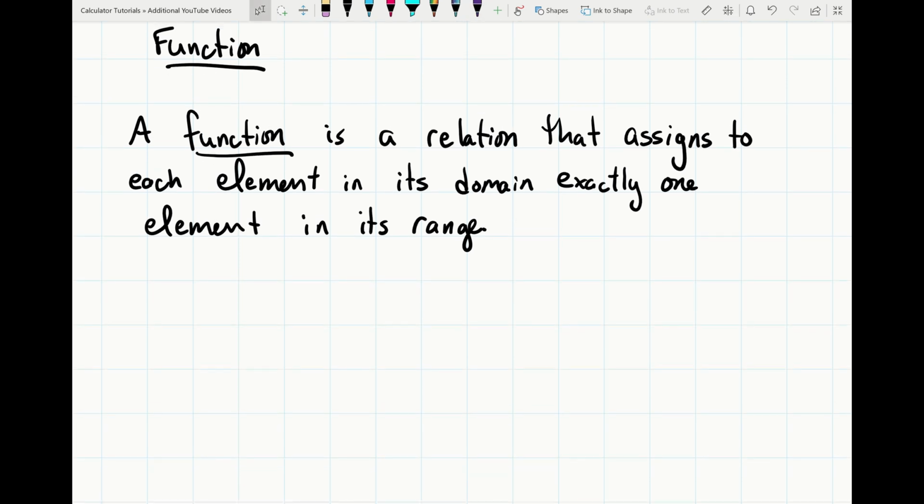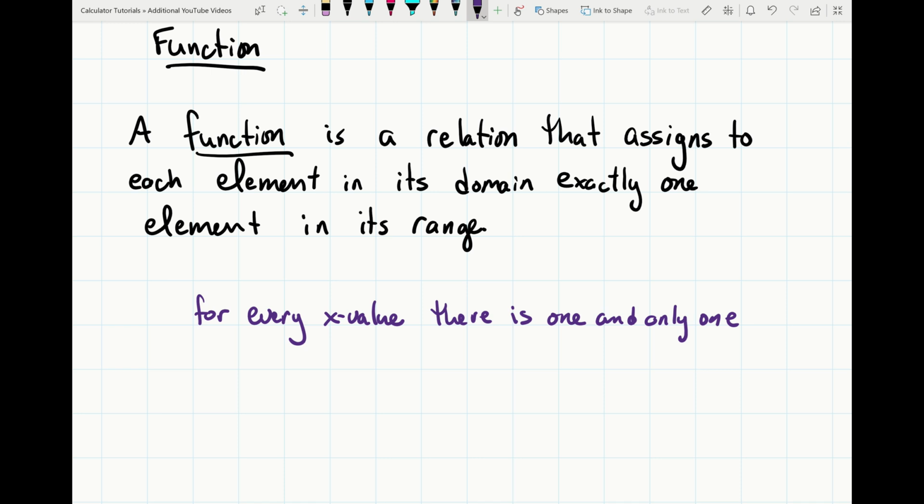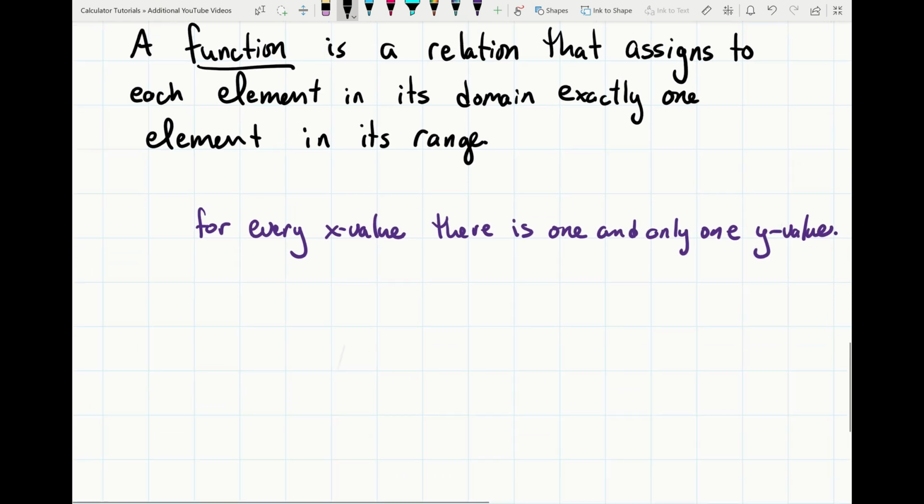a function is a relation where we see for every x value, there is one, and only one y value. That's it. So if I give you an x, or if you give me an x, I will give you back a y value and only one y value. That is it. All right. So let's take the knowledge that we've gained and let's apply it to this question right here.